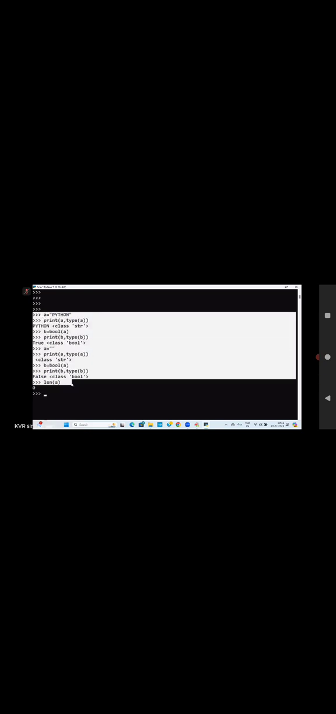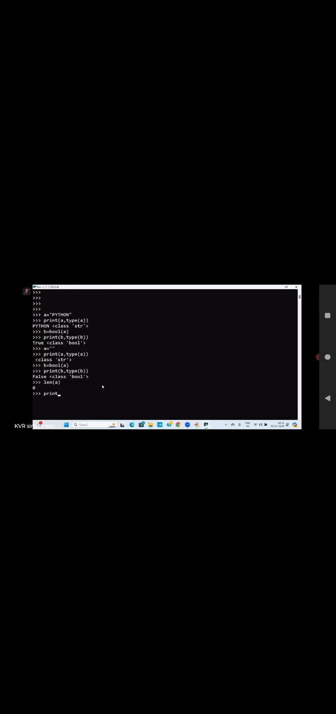Yes, very, very easy. Now, straightforwardly, they will ask you like this. Print of bool of an empty string. What is your answer now? False. Why false? No data present over there. No data present means what? Empty. Empty means what? 0. Bool of 0. That's all.